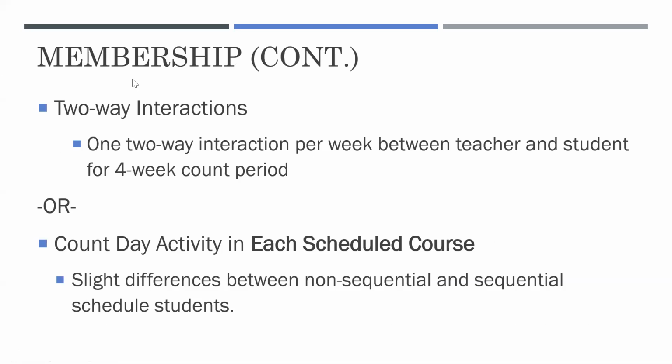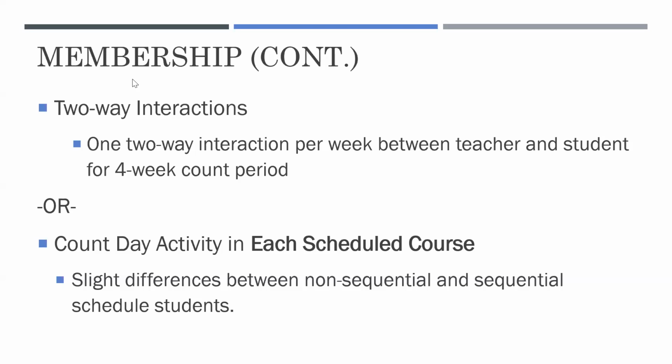So when we're speaking to membership, as we kind of alluded earlier, there's two different routes that you can take, and one is going to be to use two-way interactions. Those two-way interactions would be once per week for the 4-week count period. That means one of the student's teachers needs to have an interaction regarding one of the courses on the student's schedule. And it could be a different teacher and a different course each week.